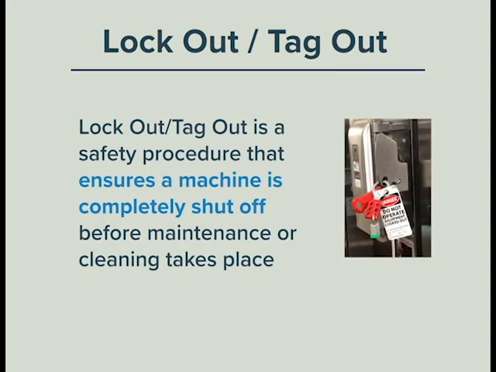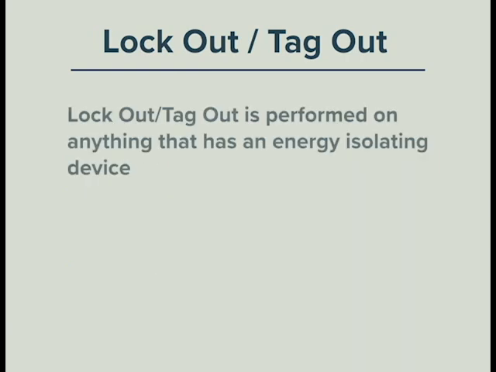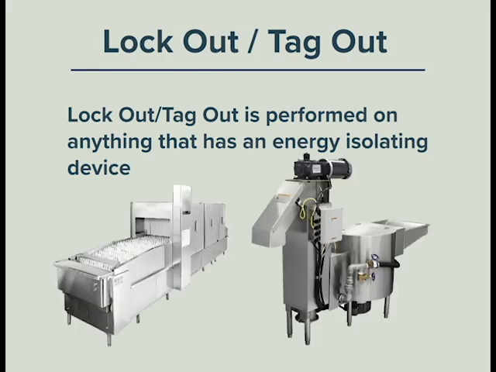Now we'll be discussing lockout-tagout. Lockout-tagout is a safety procedure that ensures the machine is completely shut off before maintenance or cleaning takes place, so that the machine can't be turned on accidentally. Lockout-tagout is performed on anything that has an energy isolating device, like the dish machines and pulpers.